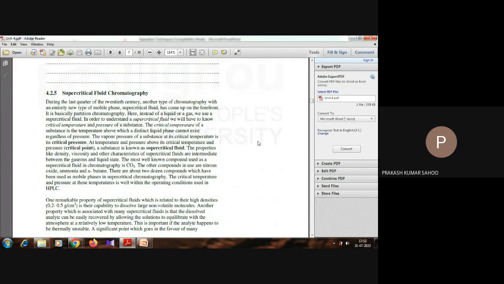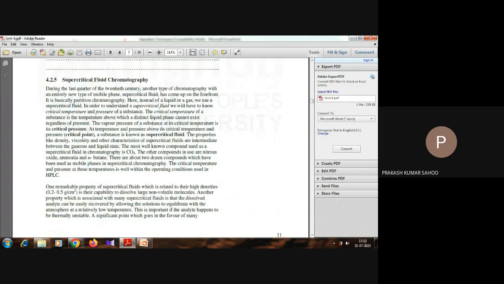Here there are two things, the critical temperature and critical pressure. During the last quarter of the 20th century, another type of chromatography with an entirely new type of mobile phase, that is supercritical fluid, came to the forefront. It is basically partition chromatography. Here, instead of liquid or gas, we use a supercritical fluid. In order to understand a supercritical fluid, we have to know critical temperature and critical pressure. The critical temperature of a substance is the temperature above which a distinct liquid phase cannot exist regardless of the pressure. So this is known as critical temperature.